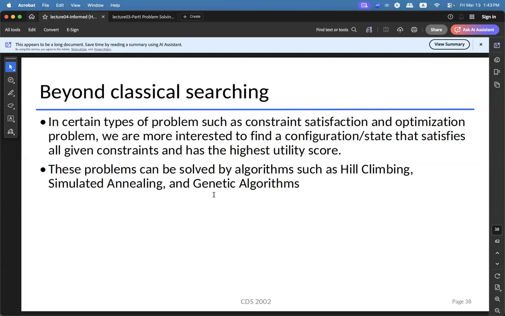Essentially, those kinds of problems are not quite different from the search problems we have been talking about. In the previous search problems, we wanted to find a route from the initial state to the goal state. But now we don't care about how to get from the initial state to the goal state. We only care about finding a state that has the optimal objective value.